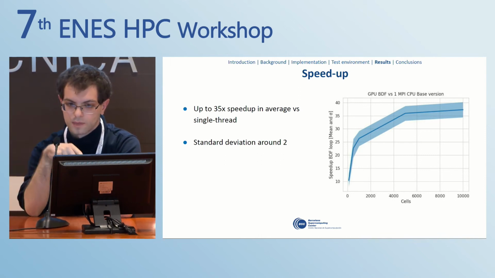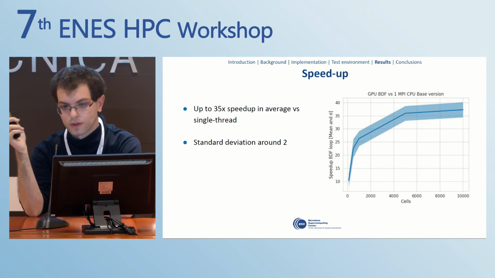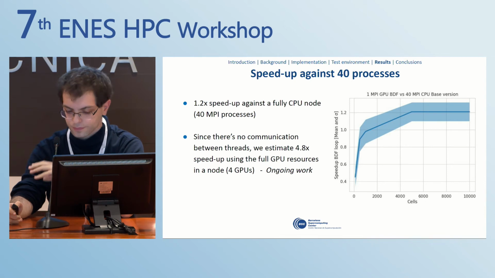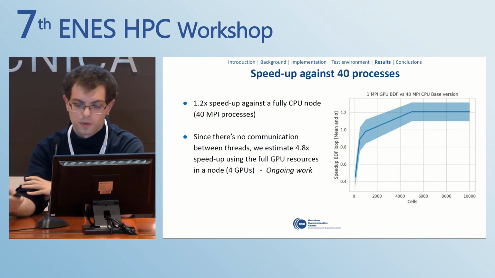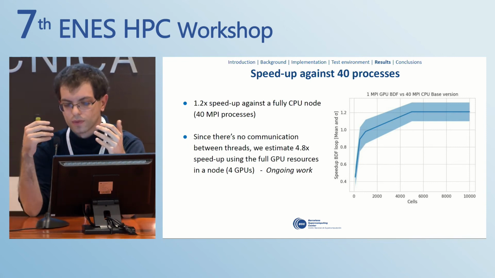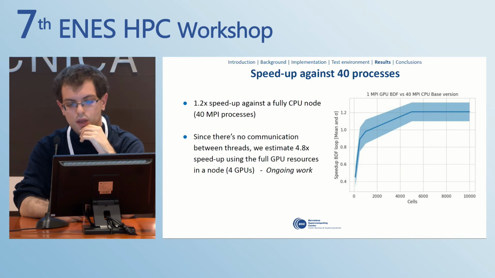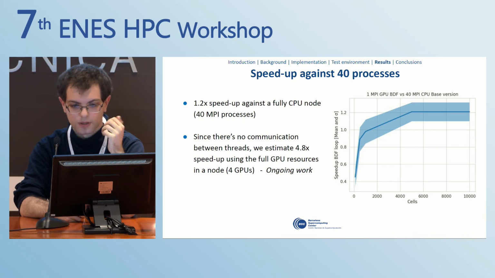And we can see in the plot that it stops scaling at 10,000 cells. We also tested against the 40 processes, and it is 20% faster than the 40 MPI processes. We are using only one GPU, and also there is a lot of communication and still some optimization work. We also estimate that using the 4 GPUs we are around 4.8 speedup. It's ongoing work, but at least we can say that a single GPU is better than the MPI execution. So this is an achievement for us.